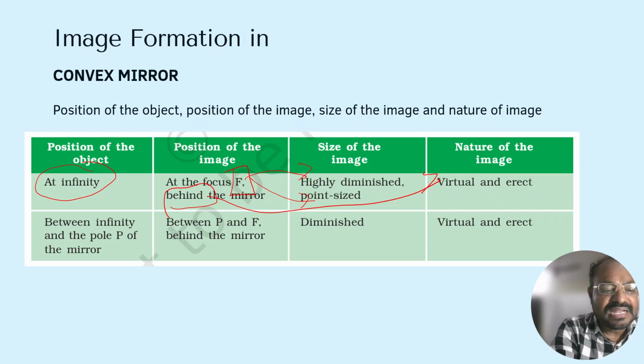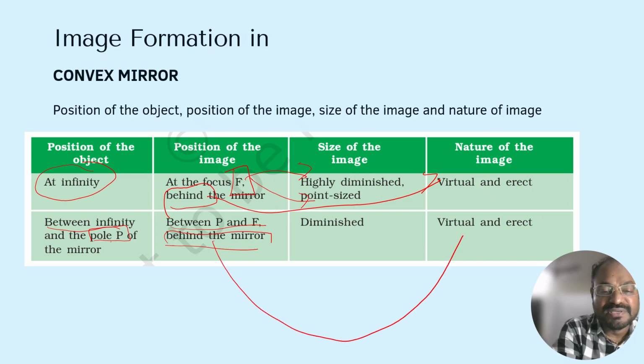The second position is going to be between infinity and pole P. Anywhere in between infinity and pole, if you keep the object, the image is going to be obtained between P and F, and it is going to be behind the mirror. As I already said, since it is behind the mirror, it is going to be virtual and erect, and it is a diminished image.